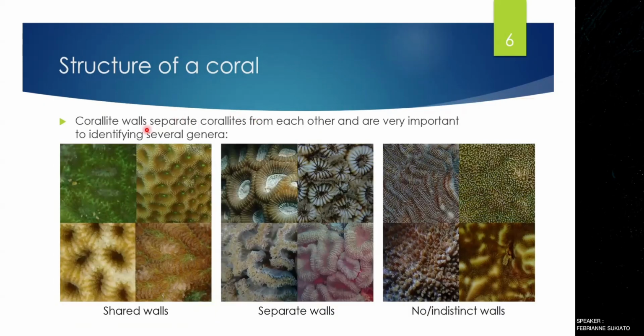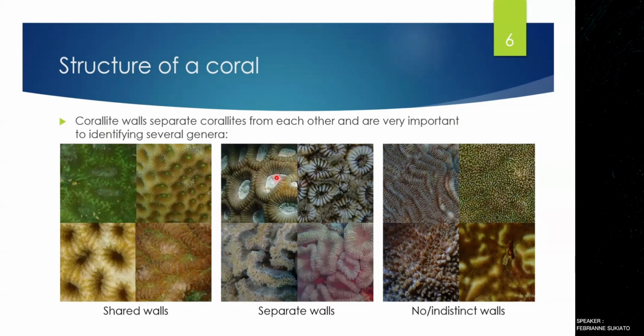So here we have a couple of characteristics that we actually do need to look at. These are all really zoomed-in characteristics, which is why you need to get your photography skills a bit higher to even have a look at some of them. Here, we call it shared walls. It looks like they're kind of mushed together. There's no distinct partition between the corallites. Each single one of these is a corallite.